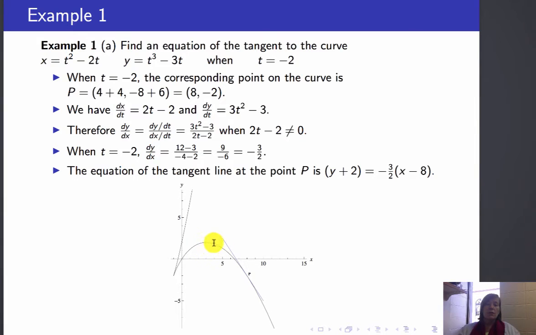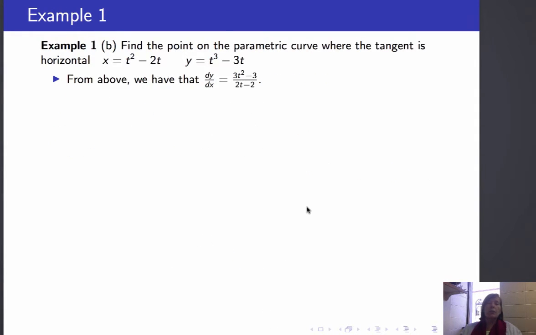This is going to be right here at this point. We're going to have a horizontal tangent. So we would like the value of t at that point and the x coordinate and y coordinate. We can solve for these if we set dy/dx equals 0, and dy/dx is (3t squared minus 3) over (2t minus 2) by the equation. That's dy/dt over dx/dt.